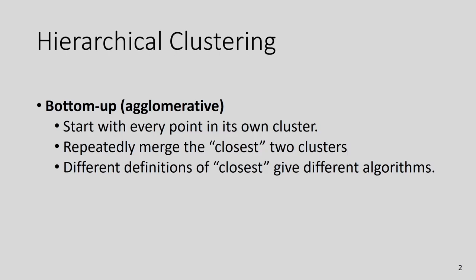So, let us discuss these two clustering techniques. First is agglomerative clustering, and second I will explain the concept of mean shift clustering. In hierarchical agglomerative clustering, we start with every point in its own cluster, so each data point is considered as a cluster. Then we repeatedly merge the closest two clusters. If two points or two clusters are very similar, I can merge them. Different definitions of closest give different algorithms. How to determine the similarity between two data points or two clusters, I will discuss in the next slide. This is the concept of hierarchical clustering.